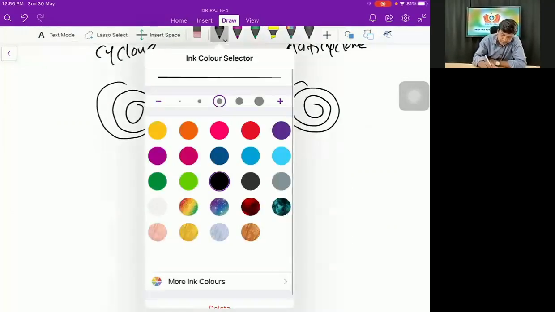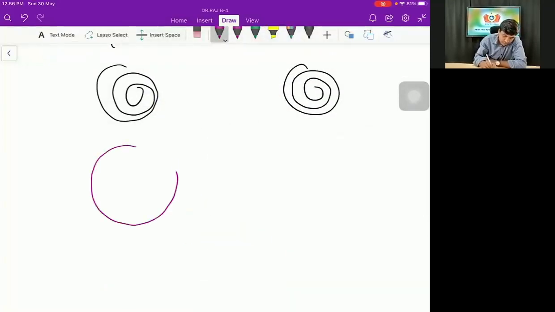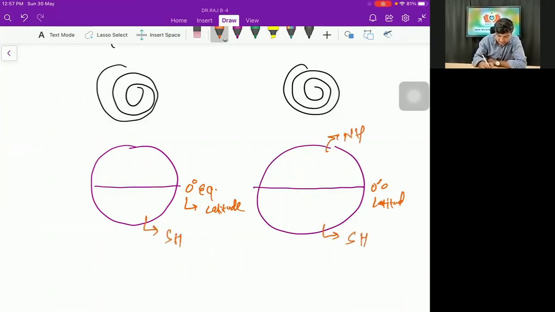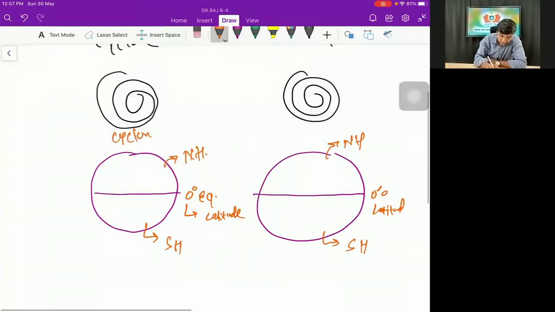If you take the globe, this is the equator, this is also the equator, and the equator is 0 degree latitude. Equator means 0 degree latitude. This is the northern hemisphere and this is the southern hemisphere. This is a diagram for cyclone and this is the diagram for anticyclone.